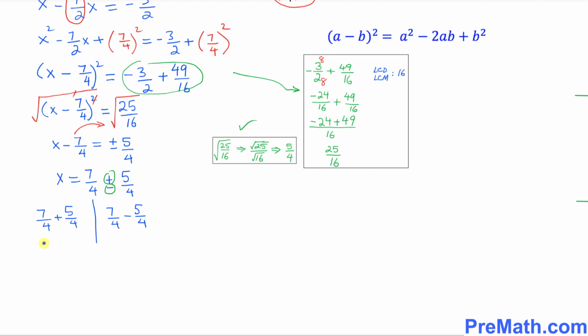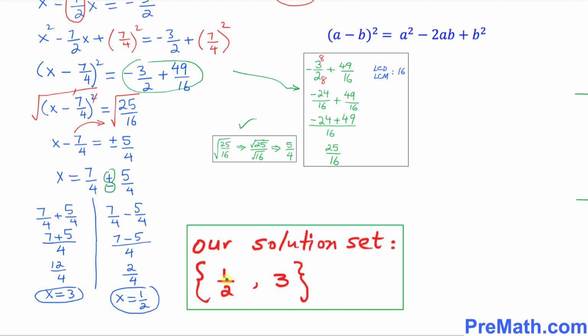Since we have the same denominator, I can put down 4 as a common denominator. 7 plus 5 is going to become 12 over 4, which says x equals 3 is one of our solutions. Likewise, for the other one, 7 minus 5 is 2 over 4, which reduces to x equals 1 over 2. So thus our solution set turns out to be 1 over 2 comma 3.